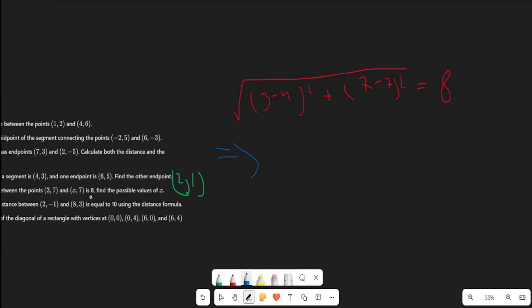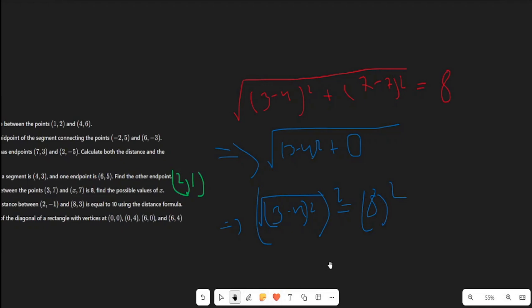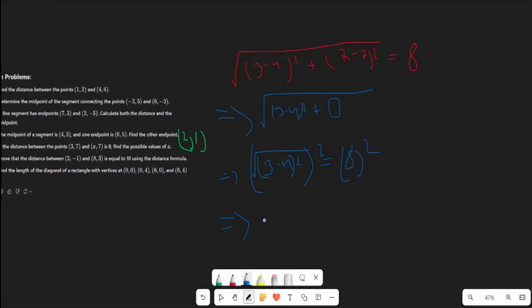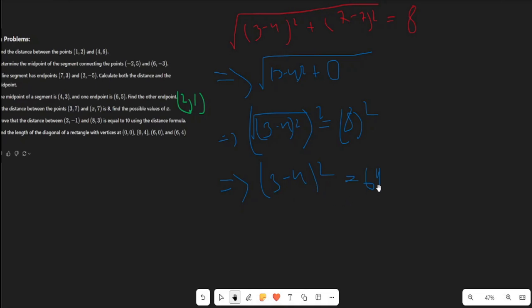Then there is given 8, so now we will keep (3 minus x) whole square as it is, and there is (7 minus 7) whole square, that means it is 0. So we have overall root over (3 minus x) whole square equals 8. Now we will square both sides. Squaring both sides, we have (3 minus x) whole square, and 8 times 8 is 64. Then we have (3 minus x) whole square equals 64.